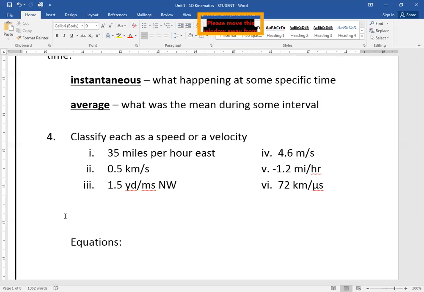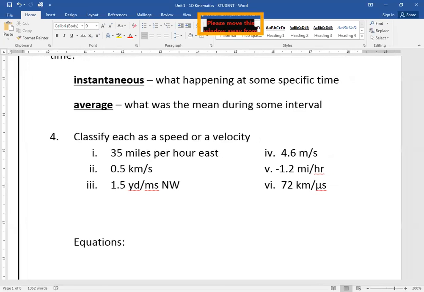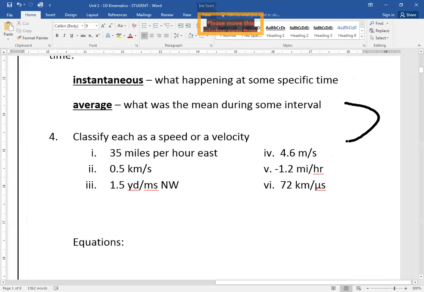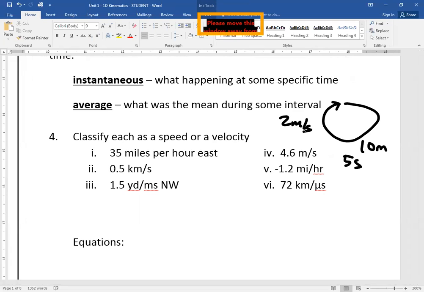Average speed. So let's say you go out for a walk. You go around some circular path that's 10 meters long, and you do it in 5 seconds. Your average speed would be 2 meters per second. Why do I say that's your average speed? Why is that not your instantaneous speed? Because it's the whole trip instead of just one specific time. Okay. What else? Why else?